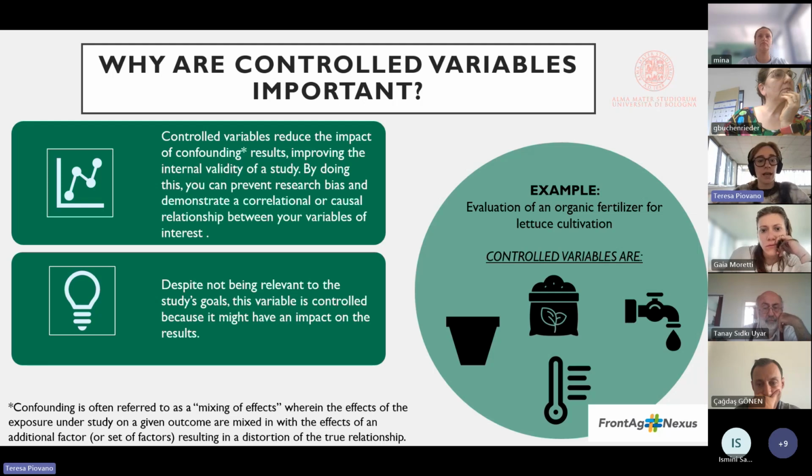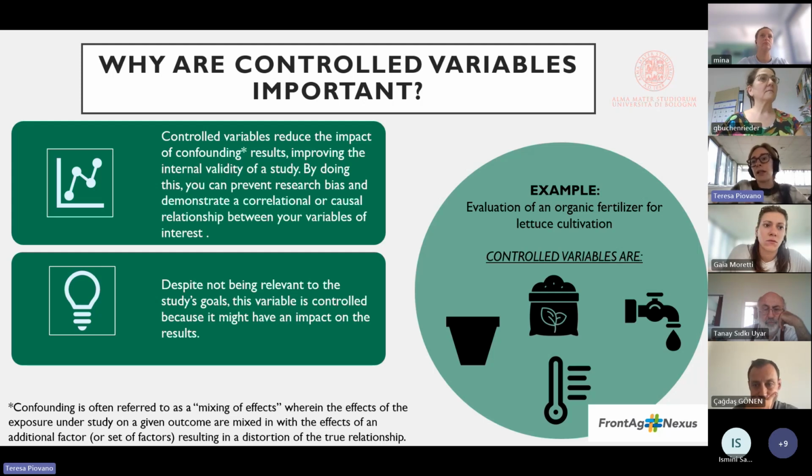When I talk about confounding data, I'm referring to mixing of effects, wherein the effects of exposure under different conditions can give an outcome that is mixed in with the different effects of additional factors, resulting in a distortion of the true relationship. So even if the controlled variables are not the goal, are not what we are looking for in our experimentation, it's really important to define them, because they can impact the results.